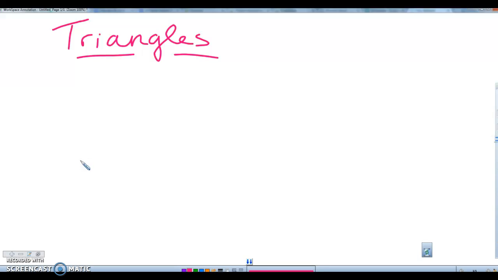So we're going to spend some time today talking about triangles. And the first thing we need to know about triangles is that we classify them in two ways. The first way we do it is to classify by angles. So when we classify by angles, we have three kinds of different triangles we can look at.